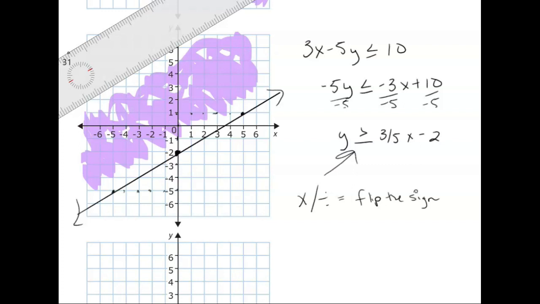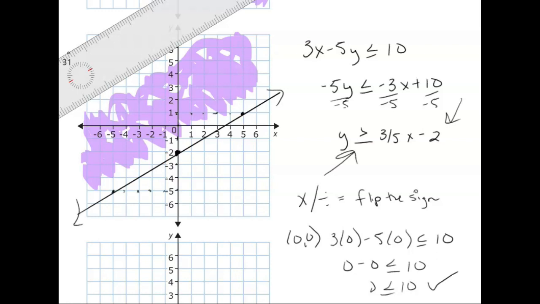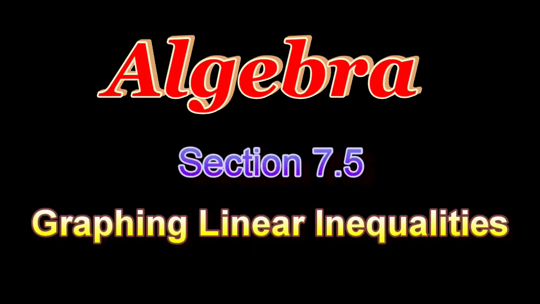So let's check it. Let's check 0, 0. Now 0, 0 should be in my solution set here, right? Because it's shaded. So this better work. So 3 times 0 minus 5 times 0 less than or equal to 10. You could have used this one too, FYI. You could have used either equation to check this point. You get 0 minus 0 is less than or equal to 10. 0 is less than or equal to 10. Yes, of course it is. So you should be good to go here.